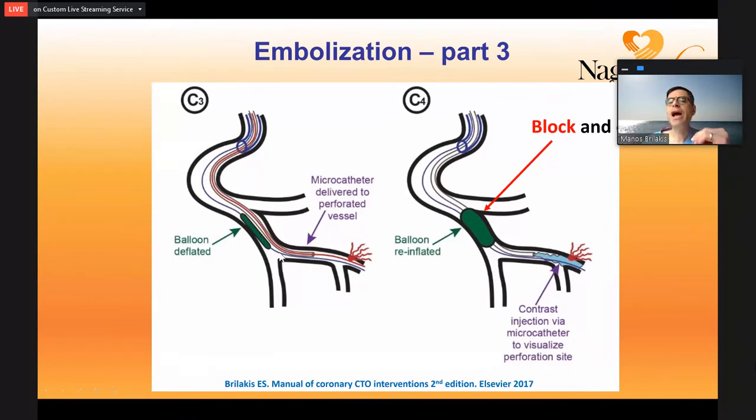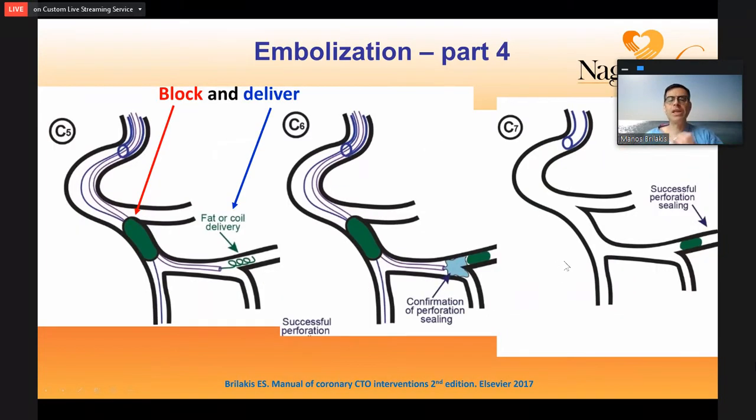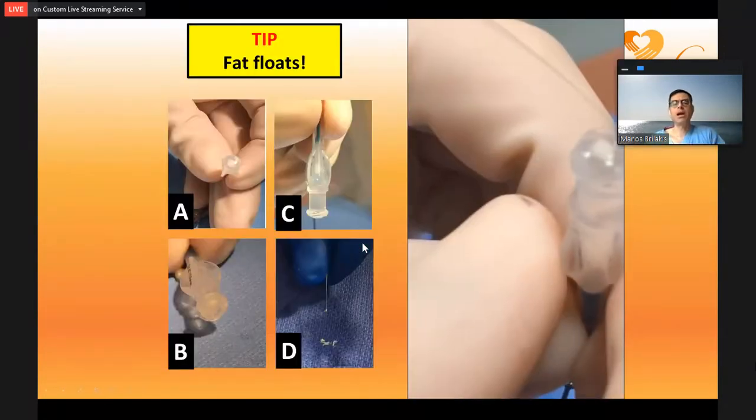And if you have 0.014 inch coils available in your lab, then this can be done through even a 6 French catheter. So the microcatheter is advanced, and then you can visualize by injecting contrast through the microcatheter, and you can deliver your coils or fat or whatever embolic material you want to use in that area, and then confirm that you have sealed the perforation while maintaining hemostasis by having the proximal balloon inflated. In this way, you minimize the pericardial effusion.